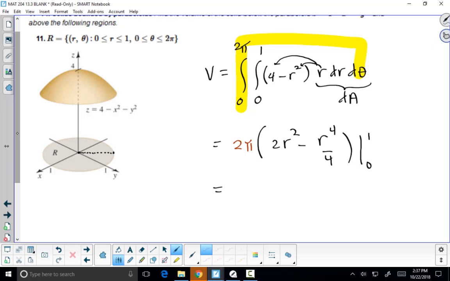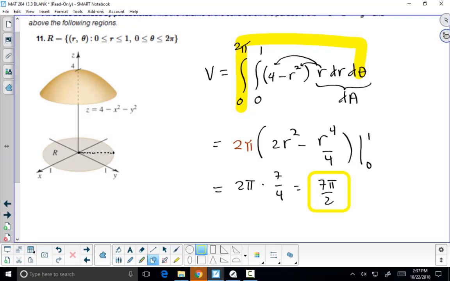Plugging in 0 doesn't give anything. Plugging in 1 gives 2 minus a 4th. What is that? 8/4 minus 1/4, 7/4. So we have 2 pi times 7/4, and that's going to give us 7 pi divided by 2. That'll be our volume beneath that upside down paraboloid and above the unit disk.